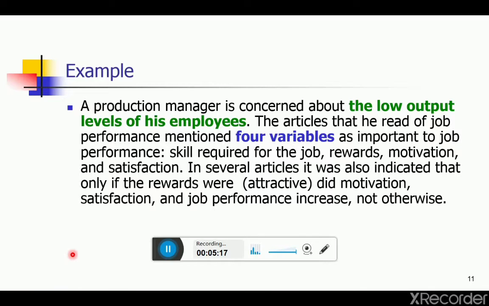Another example we discuss: a production manager is concerned about the low output levels of his employees. Now the article that he read on job performance mentioned 4 variables as important to job performance: skill required for the job, rewards, motivation and satisfaction. In several articles it was also indicated that only if the rewards were attractive are motivation, satisfaction and job performance reached, not otherwise.